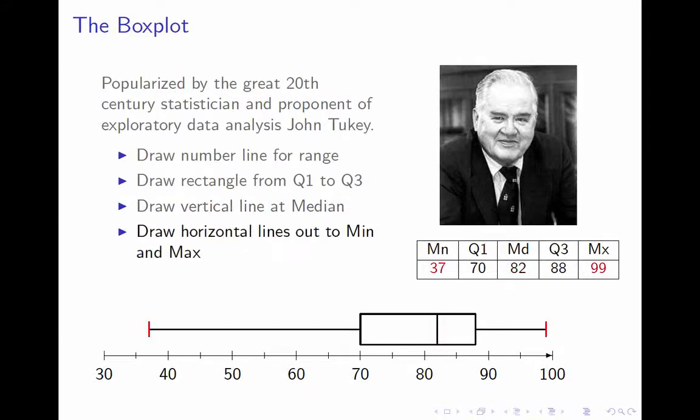Finally, we draw a horizontal line from Q3 all the way up to the max, in this case 99, and from Q1 all the way down to the min at 37, and usually we draw short vertical lines to sort of cap it off. That's the box plot. It's also sometimes called box and whiskers plot, which I don't like because the image of my whiskers looking like this is unsettling to me.